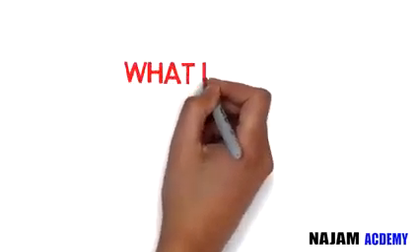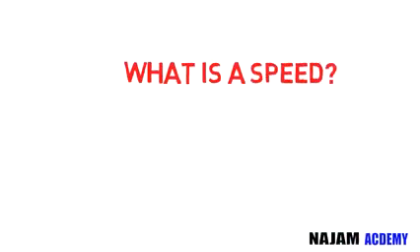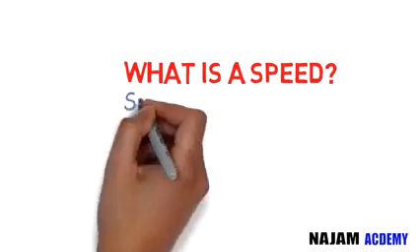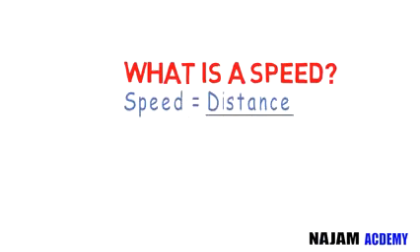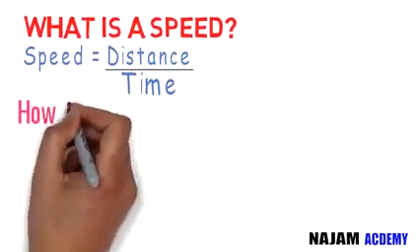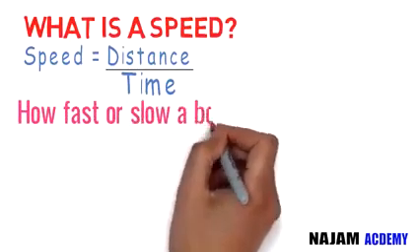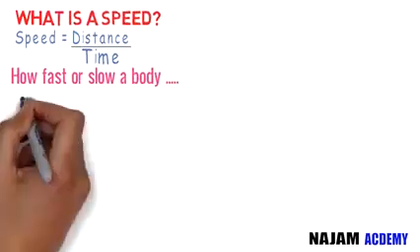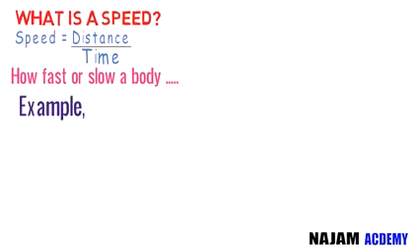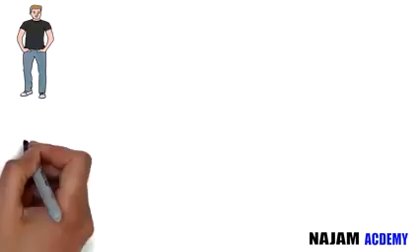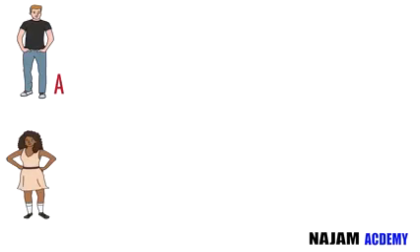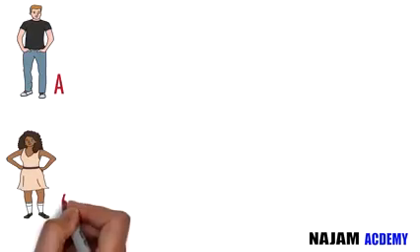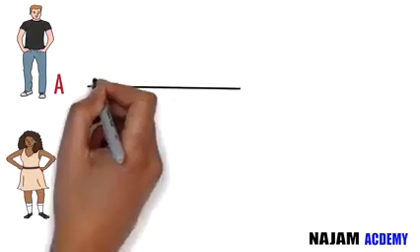Now if someone asks me what is speed, everybody knows, even a small child knows, that speed is equal to distance divided by time. And speed is giving us how fast or how slow a body, a person, an object, a car, an aeroplane is moving. I will give you an example, and this example will clear your concept about speed. Let's consider I have a man and a woman. Let Peter be standing at point A and Sarah standing at point X.